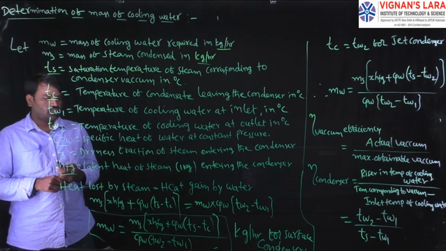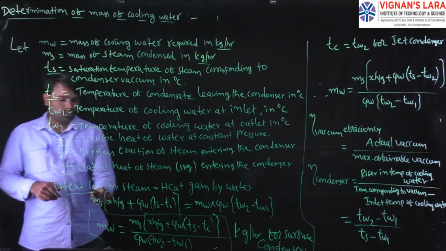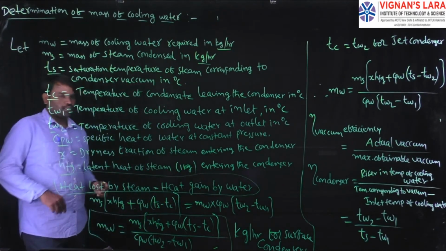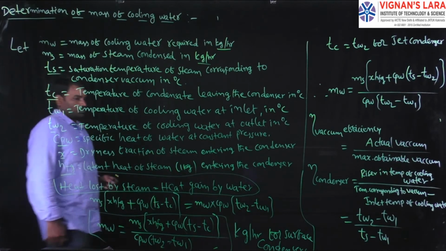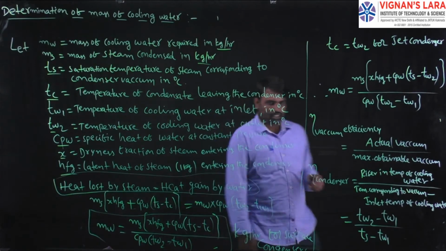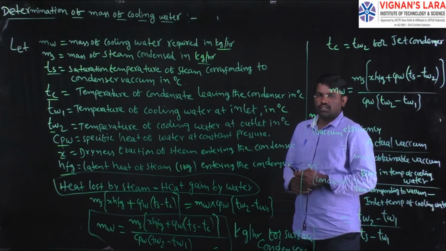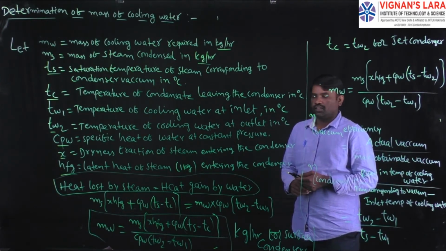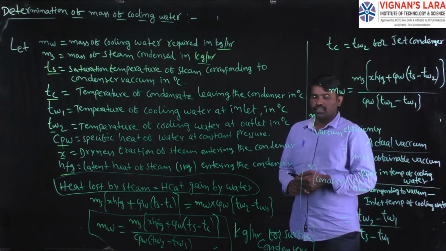Heat lost by steam is equal to heat gained by water. Generally, during the condensation process we have to apply this energy balance, that is, heat lost by steam is equal to heat gained by water. Steam has a higher temperature than the cooling water, so steam exchanges its heat to the cooling water; the water temperature rises and the steam temperature decreases.